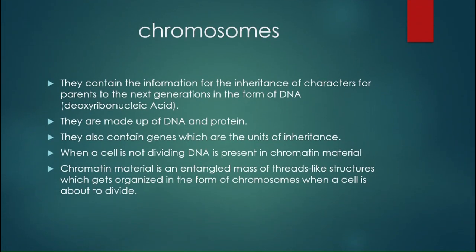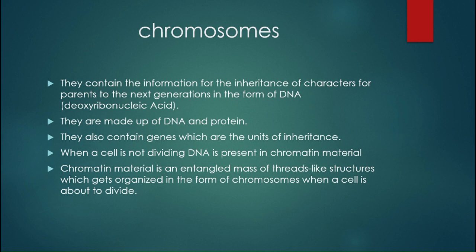Now, what are chromosomes? They contain the information for the inheritance of characters from the parents to the next generation in the form of DNA. The full form of DNA is deoxyribonucleic acid. These chromosomes transfer the hereditary genes, or the characteristics, from the parents to the offspring. For example, if one parent has blue eyes, it may happen that this characteristic goes to the offspring and it also has blue eyes.